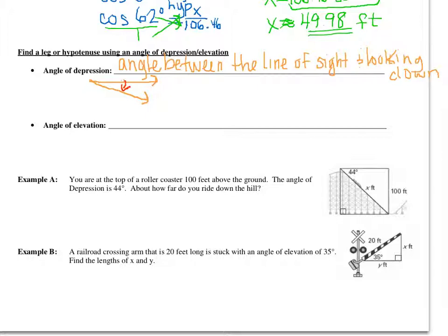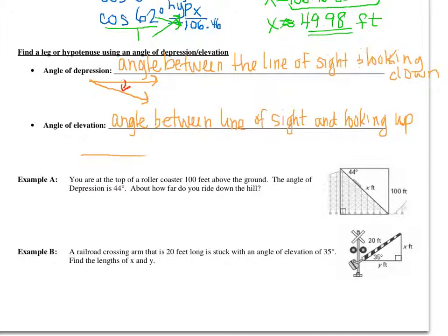So that's looking down. An angle of elevation would be the angle between the line of sight and looking up. So if you're looking straight forward and then you tilt your head upward, so you're looking up a little ways, this amount that you tilted your head upward, that's called your angle of elevation.